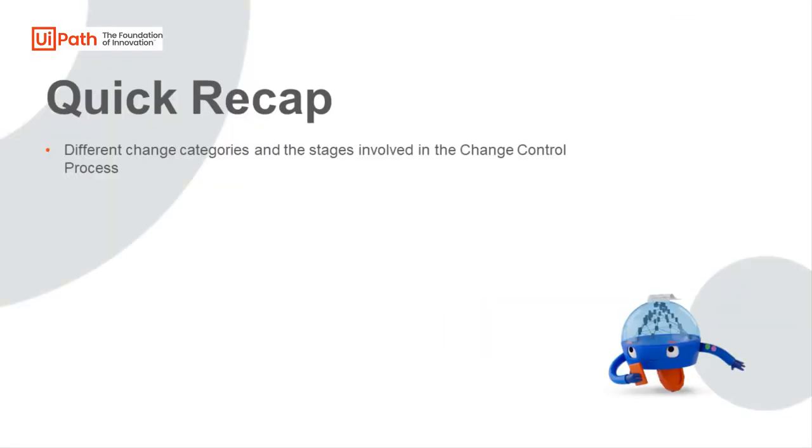We learned about the different change categories and the stages involved in the change control process. Next, we will learn about the responsibilities of a business analyst in the UAT phase of the automation implementation.